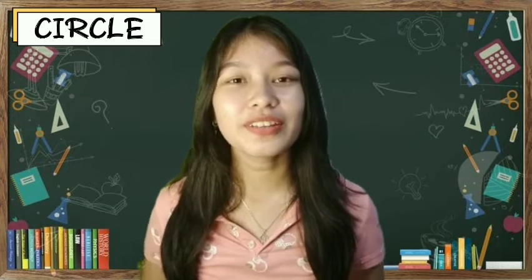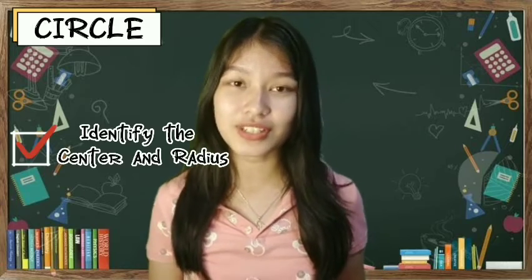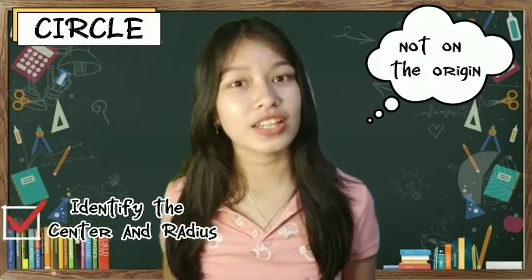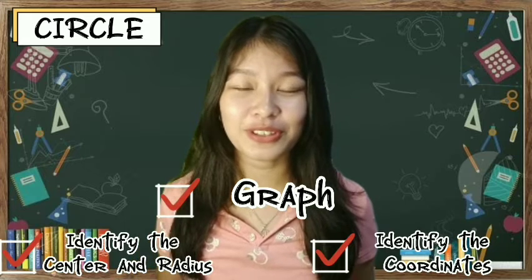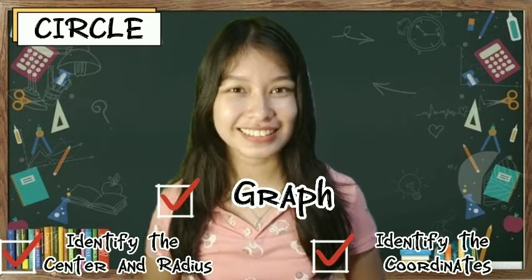So for today, we're going to learn how to get the center and the radius of a circle whose center is not on the origin, and we're also going to learn how to graph and to identify the coordinates of the circle.